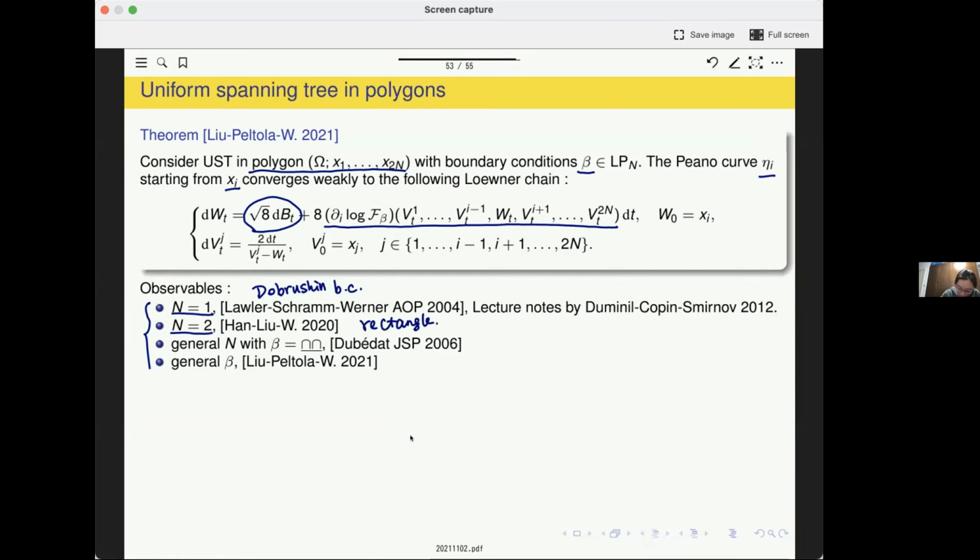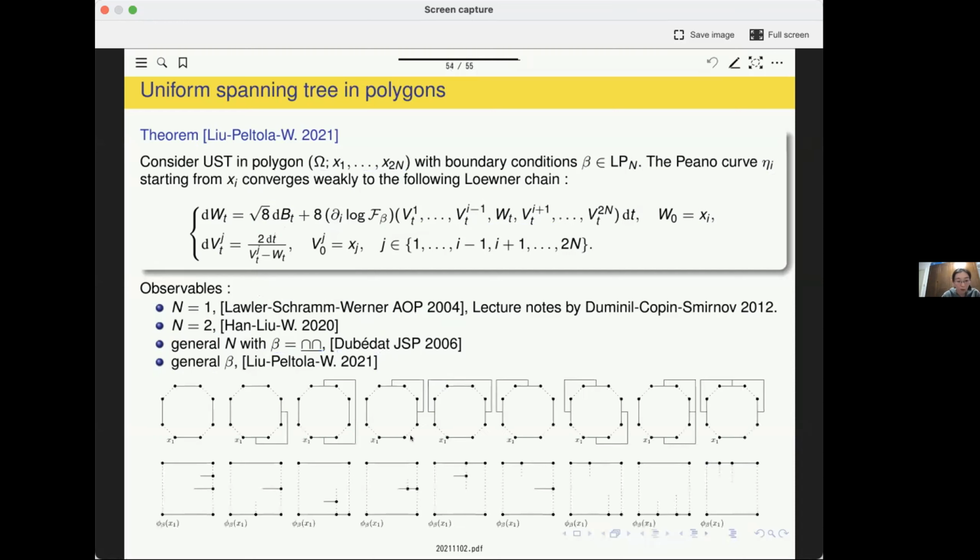And in the earlier work by Dubédat, in fact, he also proposed a possible observable for general polygons, but with beta equal to this one. So this is the simplest one, meaning that all pairs are connected: 1 is connected to 2, 3 is connected to 4, and 2m minus 1 is connected to 2m. So he proposed an observable for this pattern. And in our work, the most difficult part is that we figure out a proper observable for general boundary condition beta. So here is one example when there are 8 marked points.